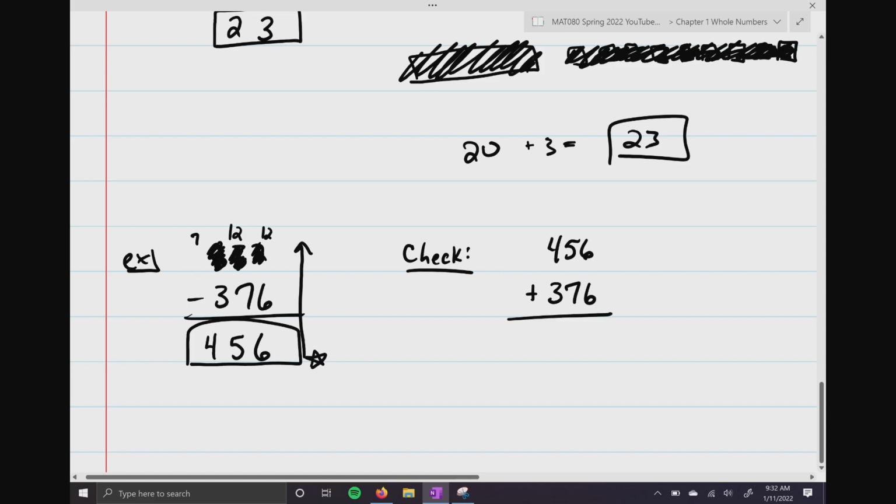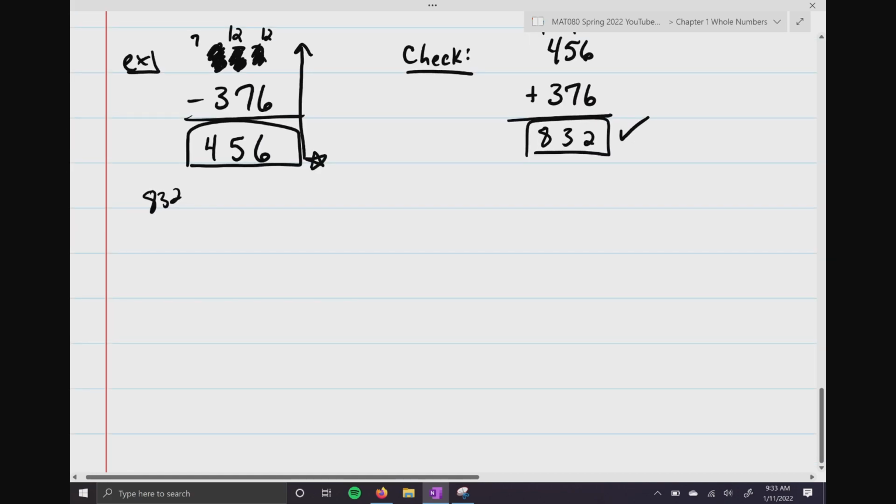Now, if we're correct, all right, we should get 832 as a final answer. So 6 and 6 is 12. Carry the 1. 5 and 7 is 12, plus 1 more is 13. Carry the 1. And then 1 plus 4 is 5, and 5 plus 3 is 8. So we get 832, which is what we should have got. So we know our result, 456, is correct. All right?